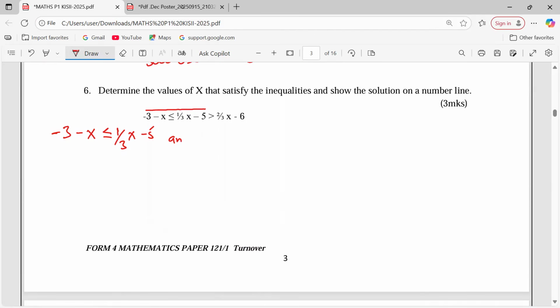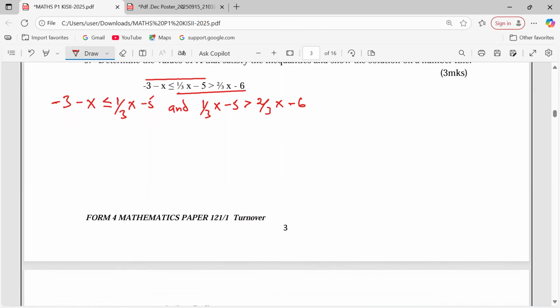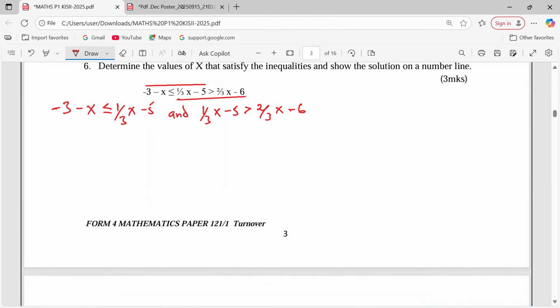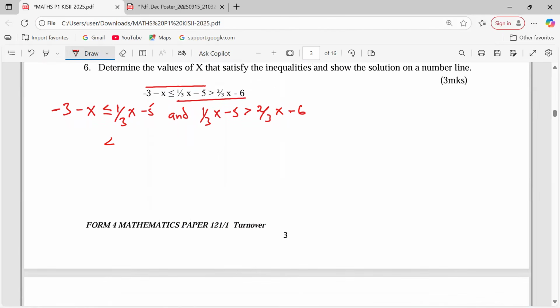The other inequality starts just after the first inequality, all the way to the last term. So a third x minus 5 greater than 2/3 x minus 6. That way, we can simplify these inequalities into very simple statements, whereby we have 1 and a third x, with the x on the left, which is negative.